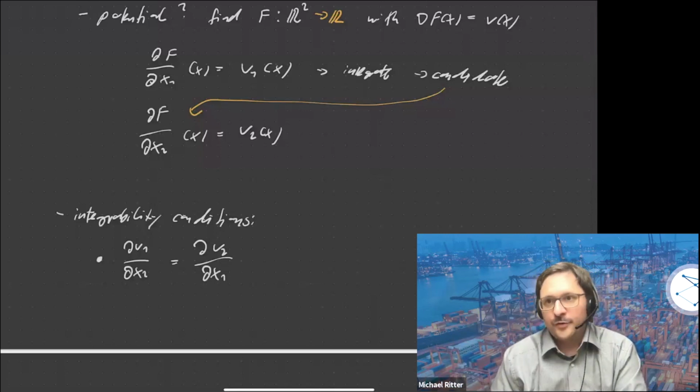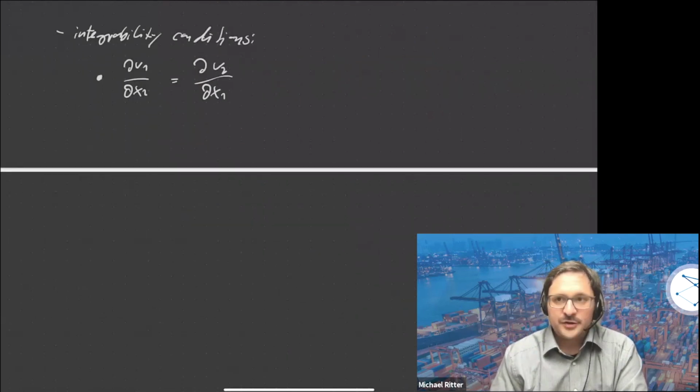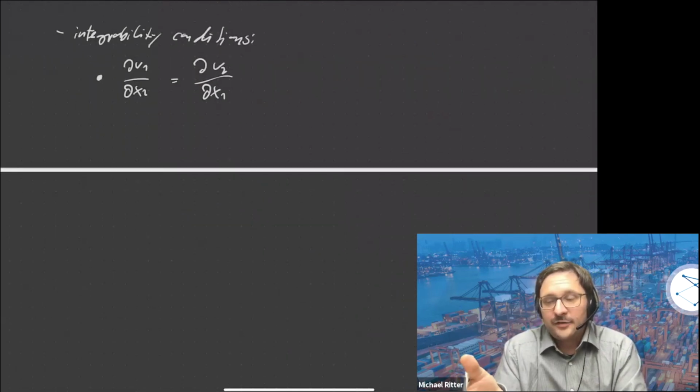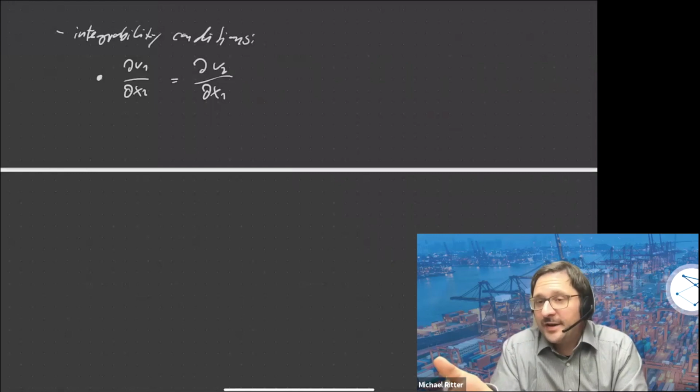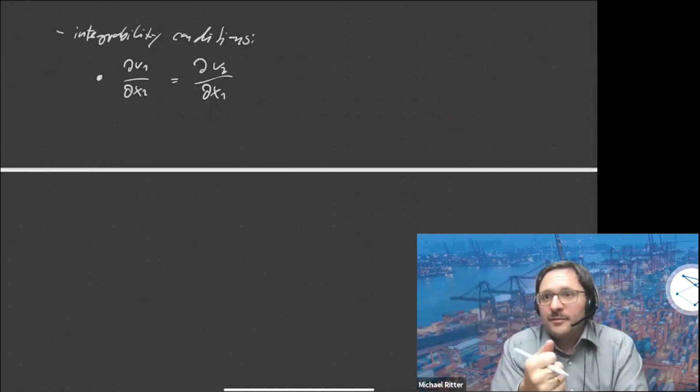All of these need to agree. What this basically means is the Jacobian has to be symmetric. The Jacobian of V has to be symmetric. If V is a gradient field, then that Jacobian is the second-order differential of the potential, capital F. So basically, this is Schwarz's theorem. Those mixed derivatives need to agree if the function is continuously differentiable.